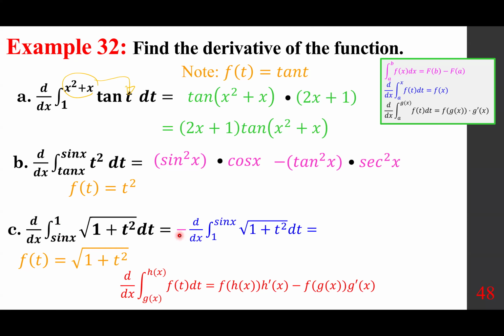So the answer is keep the negative, and the square root of 1 plus t squared, replace the t with sine, you get minus the square root of 1 plus sine squared. Then you need the derivative of the top, times cosine x, and then you put that in front, you get minus cosine x, the square root of 1 plus sine squared of x.